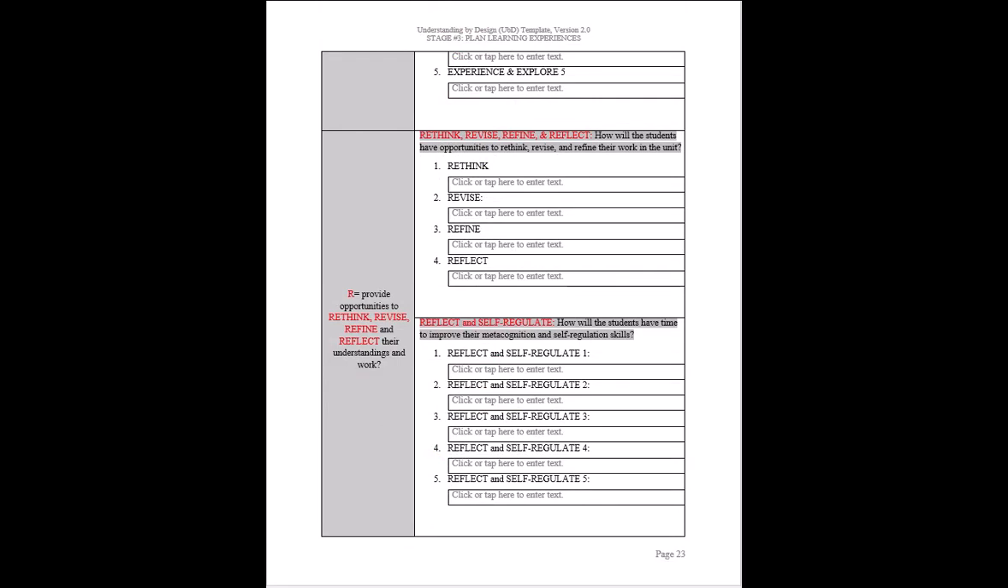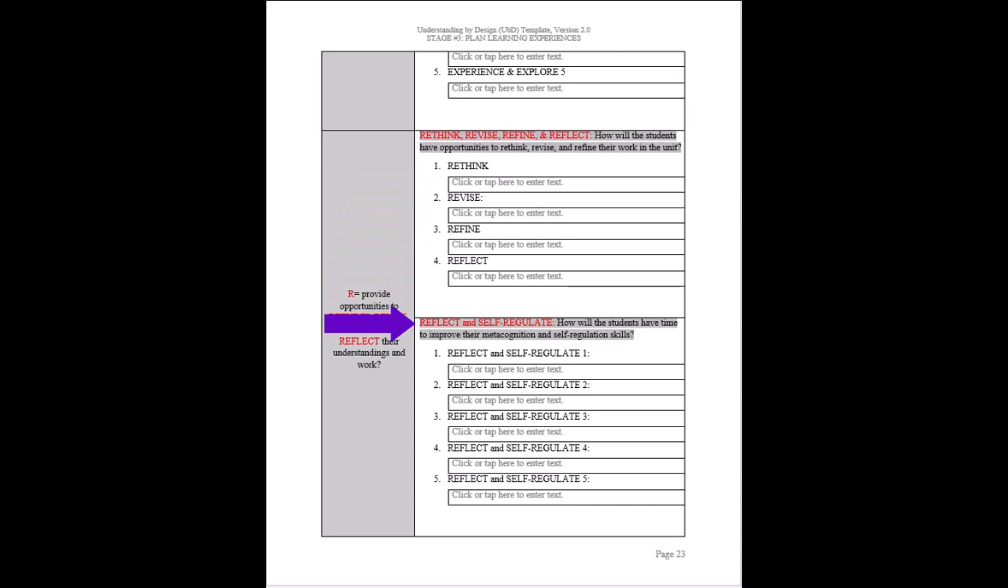The next section is the R section, which stands for Rethink, Revise, Refine, and Reflect. This has two subsections to it. The first subsection is Rethink, Revise, Refine, and Reflect. And in these boxes, you will explain how the students will have opportunities to rethink, revise, and refine their work in the unit.